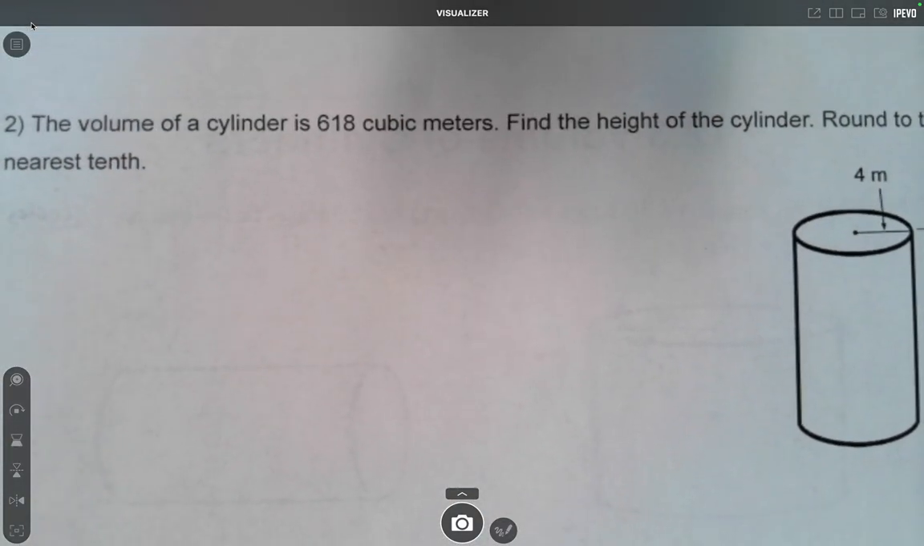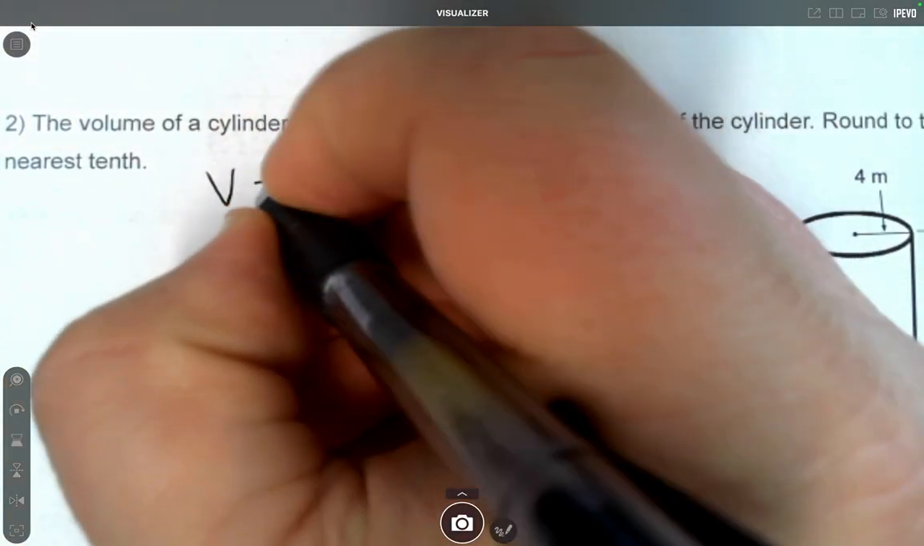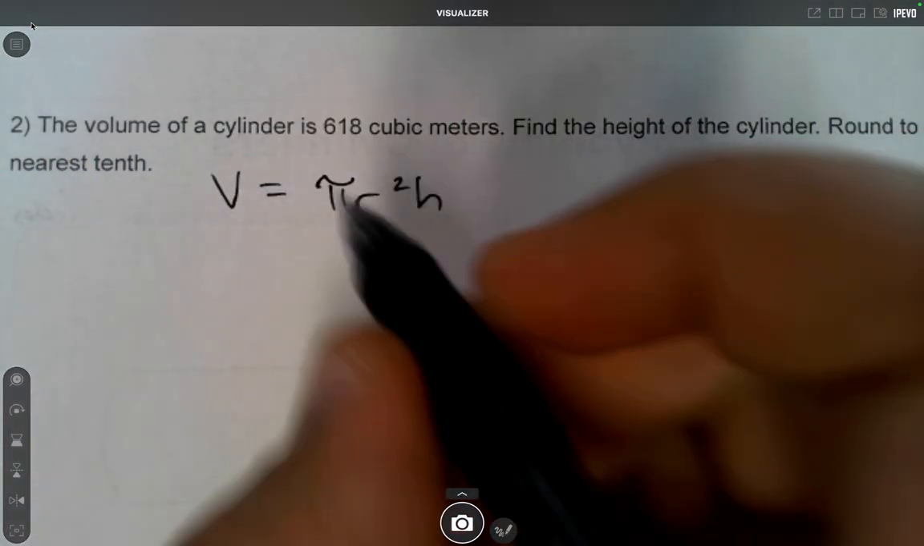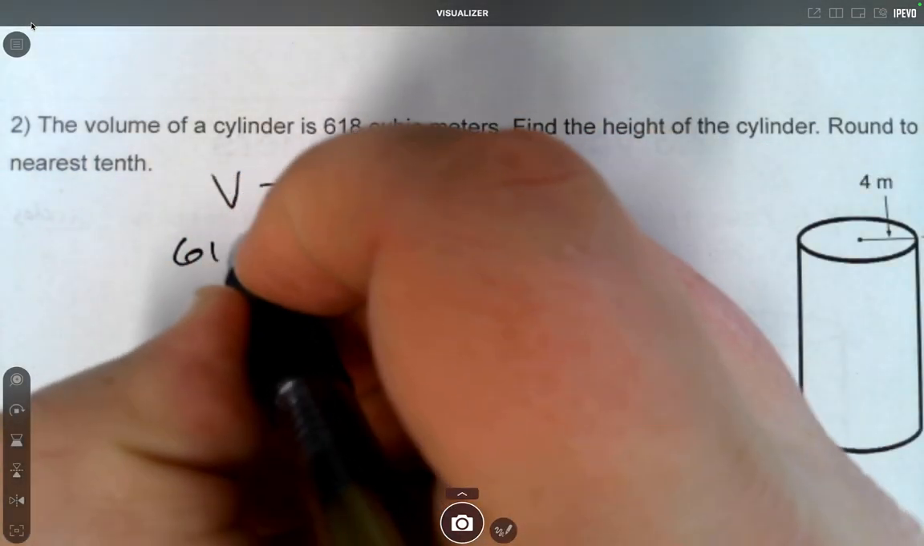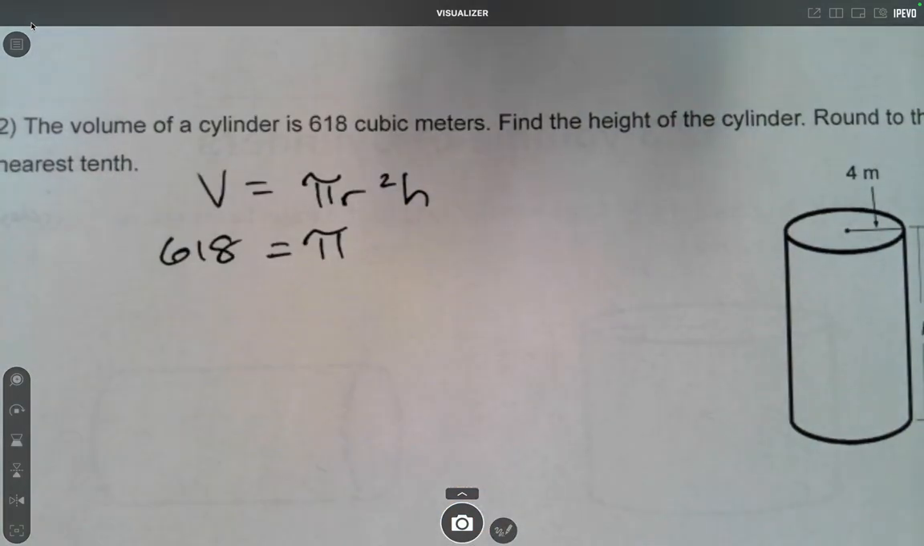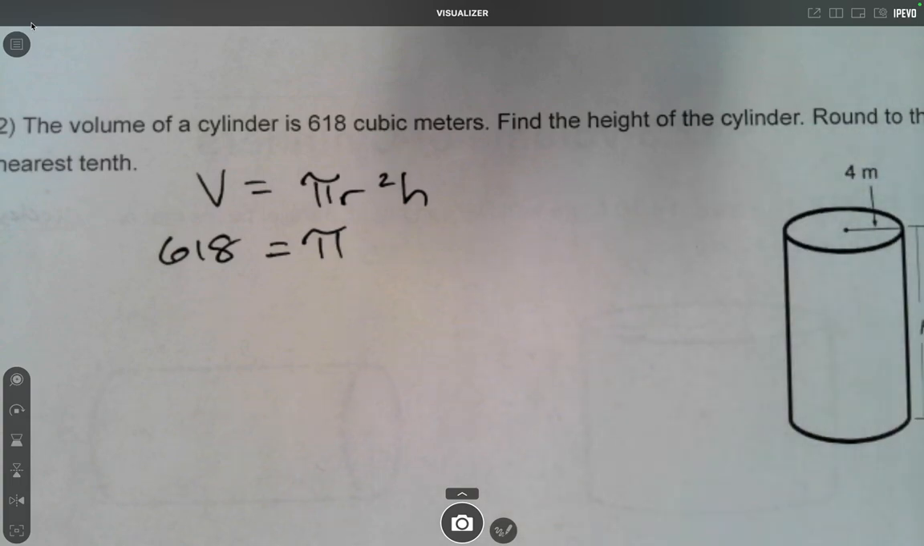Okay, similar to something we did in the last section, this is one where they're giving us the volume and we have to find one of the measurements of the lengths. So the volume of a cylinder is 618 cubic meters. Let me just go ahead and write the formula so we have that as our base. They've told us V right there is 618. Pi just stays pi, so I can write that. It says find the height of the cylinder, round to the nearest tenth.